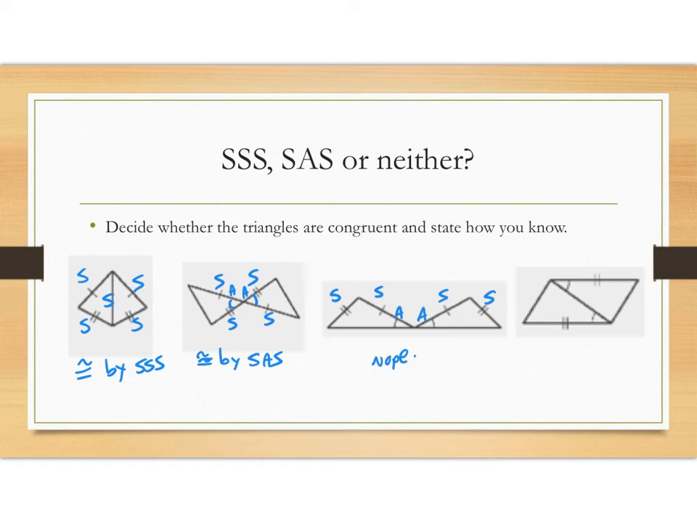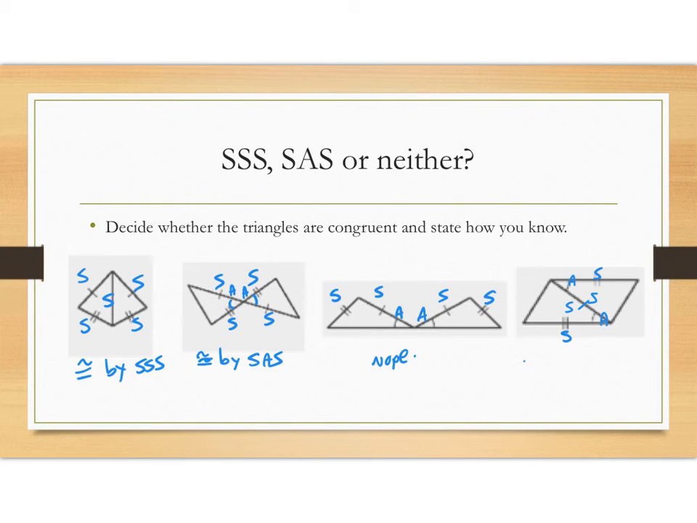We don't know. Now let's look at this next pair of triangles. A side is marked on each triangle and an angle. What else do we know? Well, we also know that this third side here is congruent because both triangles share that. By the reflexive property, that side is congruent to itself.